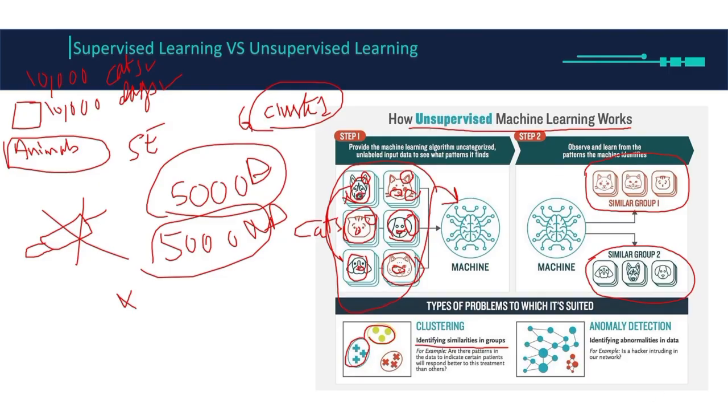So we have something called clustering, and we have something called anomaly detection. Okay, and then another one called dimensionality reduction, but we won't talk about that one. So we're going to talk about clustering, and we're going to talk about anomaly detection. Anomaly detection basically means, is a hacker intruding into our network?